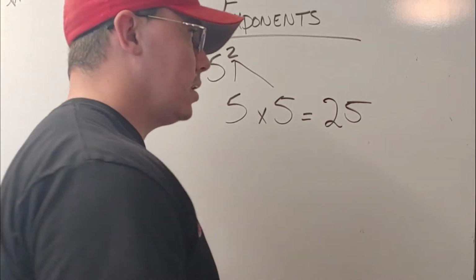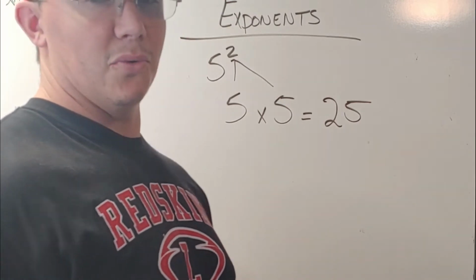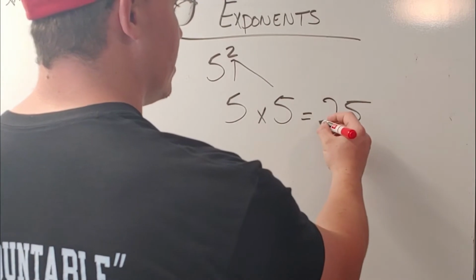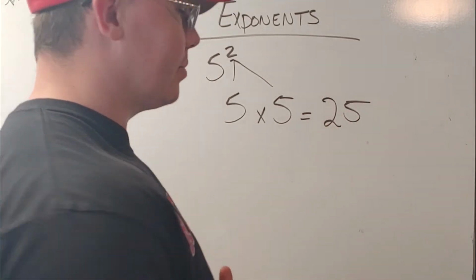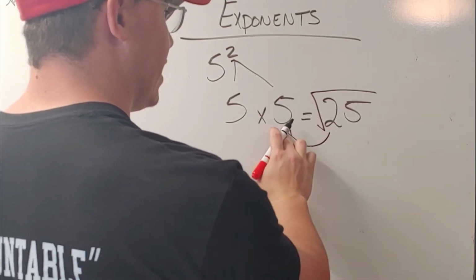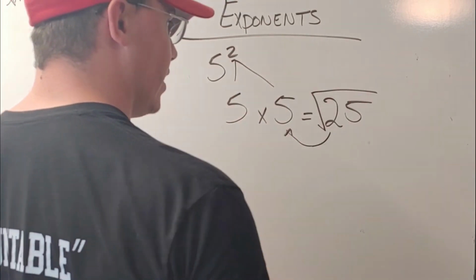25. And the reason they call it squared, I don't want to confuse y'all too much, because eventually you're going to hear square root. Root is at the base of something, so the square root of 25 is 5, because 5 squared is 25.